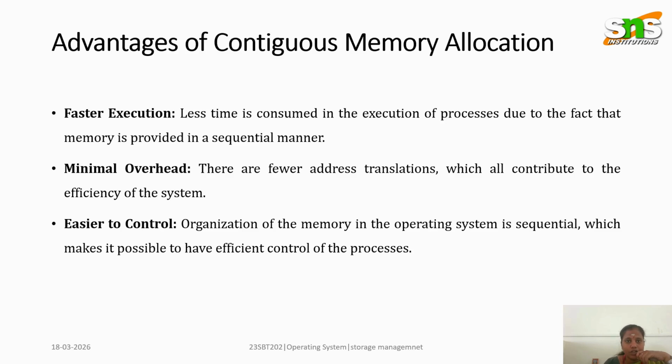The advantage of the contiguous memory allocation is faster execution. It consumes less time in the execution of a process due to the fact that memory is provided in a sequential manner. The next one is minimal overhead. There are only a few address translations, which contribute to the consistency of the system. And the last one is that it is easier to control.